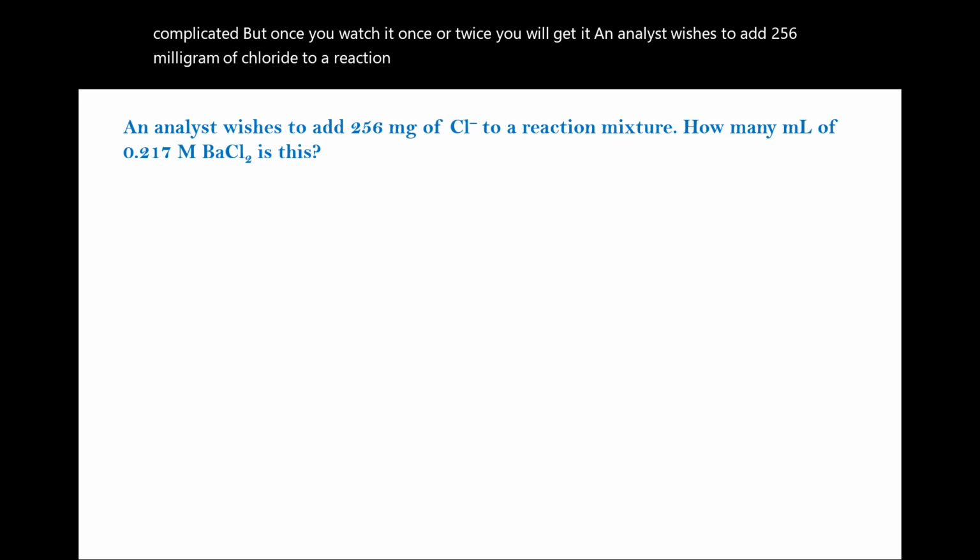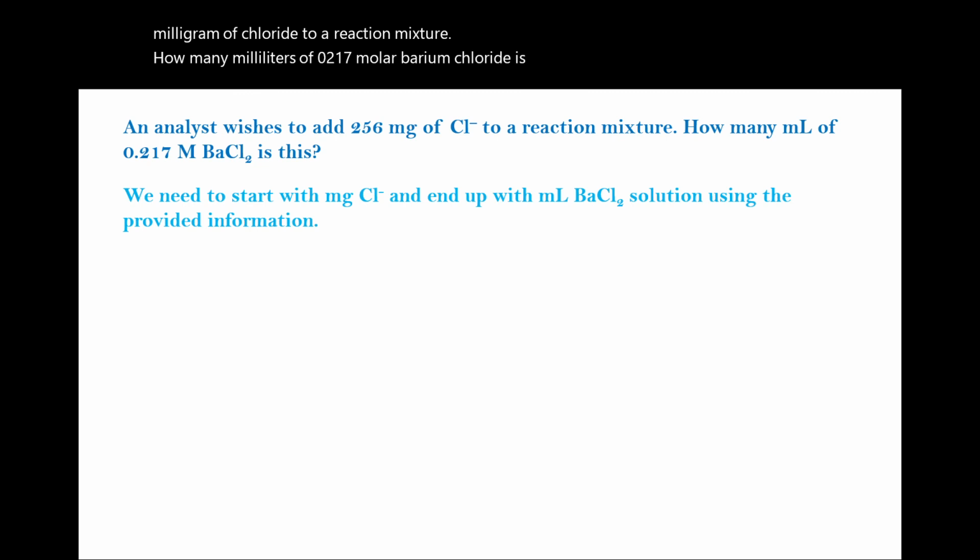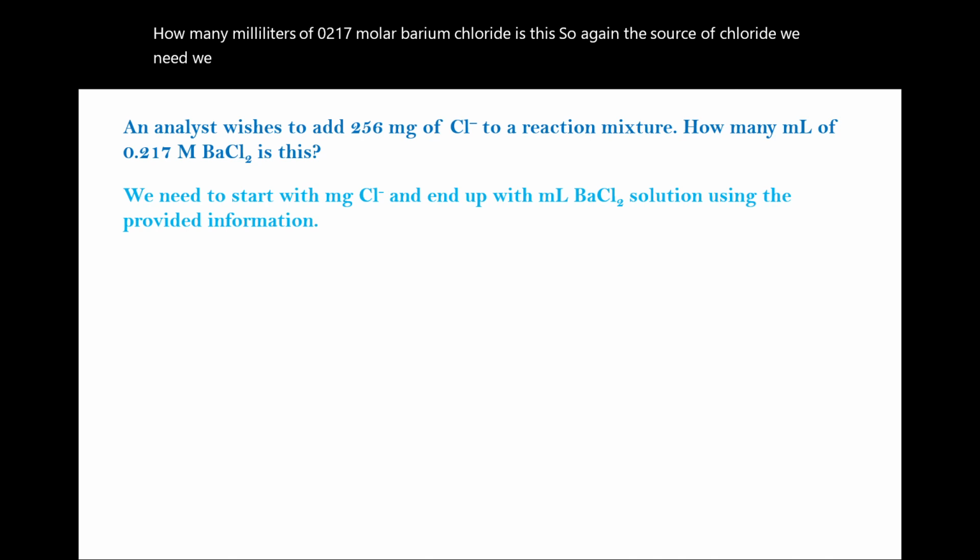An analyst wishes to add 256 milligrams of chloride to a reaction mixture. How many milliliters of 0.217 molar barium chloride is this? So again, the source of chloride, we need 256 milligrams of chloride, and that chloride comes from barium chloride with a concentration of 0.217.